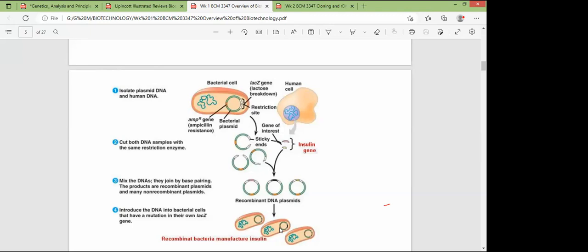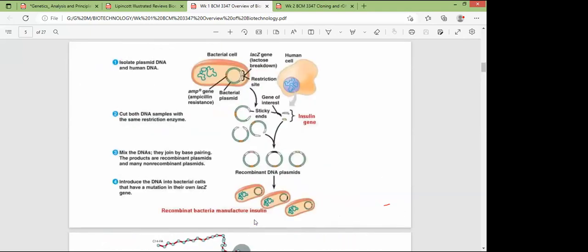But there is one thing called restriction enzymes, and the other one is called ligase. The restriction enzyme and the ligase join by base pairing. Remember, we've seen DNA ligase before when we were looking at replication, joining of the fragments.